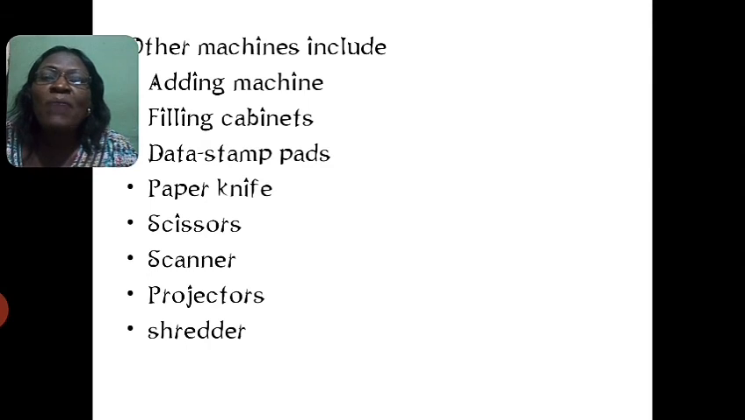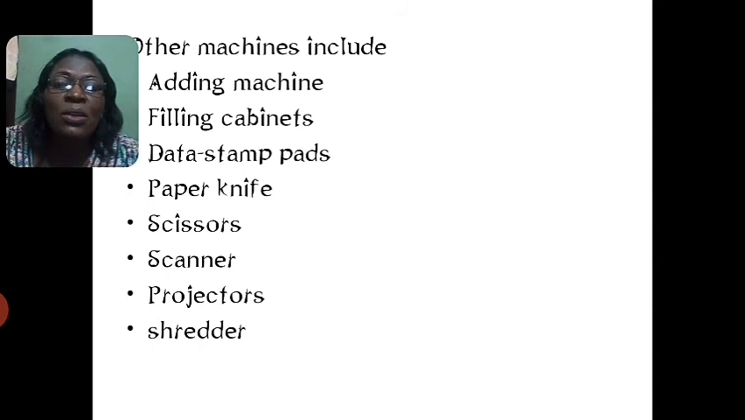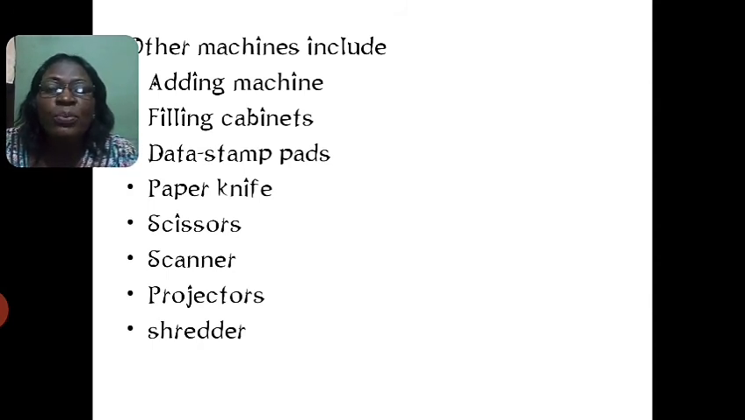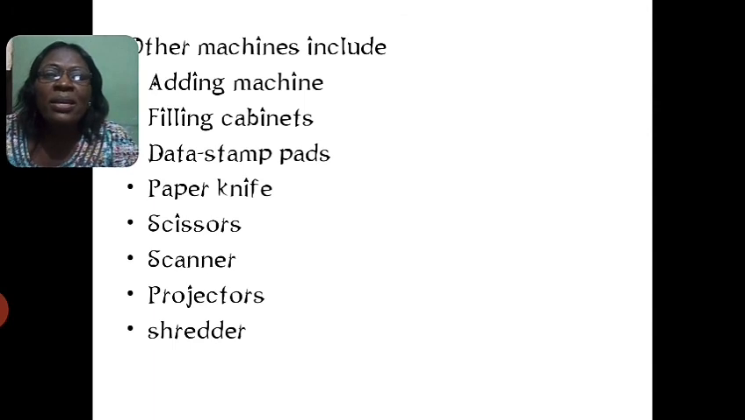Okay, then we have other machines that can be used, which I may not be able to give you the pictures. These machines include the adding machine. This adding machine is commonly used to add up figures, like when you go to the supermarket to buy something, they will use the machine to add whatever you have bought, and then within a twinkle of an eye they will give you the total amount. And when you pay, it brings out the receipt at the same time.